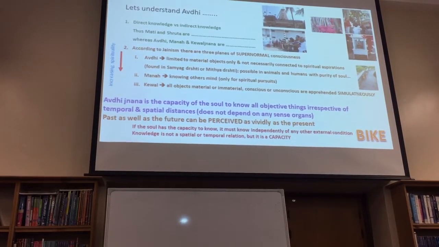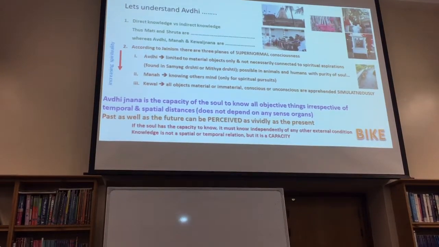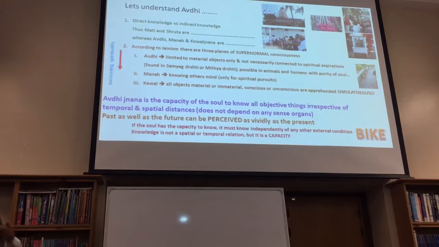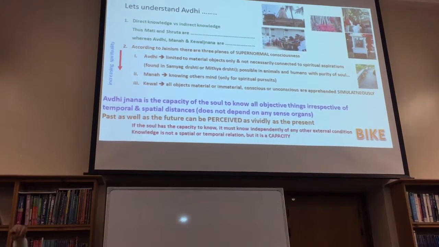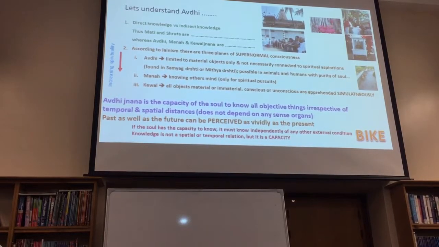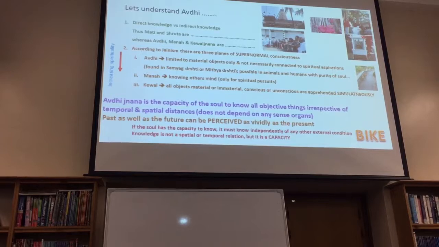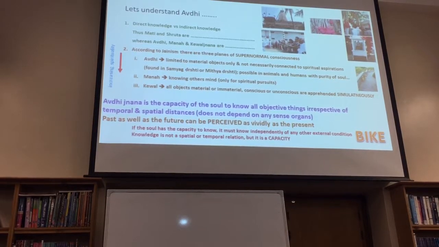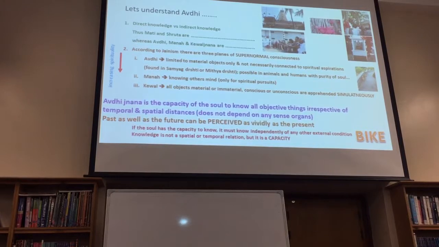And knowing irrespective of temporal and spatial distance, very important. Temporal means time, past, present, or future. Irrespective of them, you can have this knowledge of the objects or space. But if he's in the next room, I do not know. But then you could be able to have that knowledge. Past as well as the future can be perceived as vividly as the present. You can imagine those things as clearly as you can see this here or the chair here.